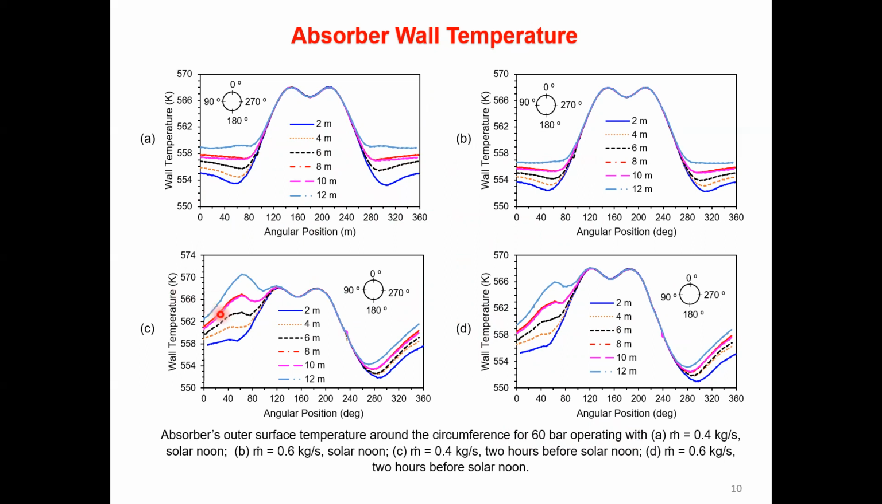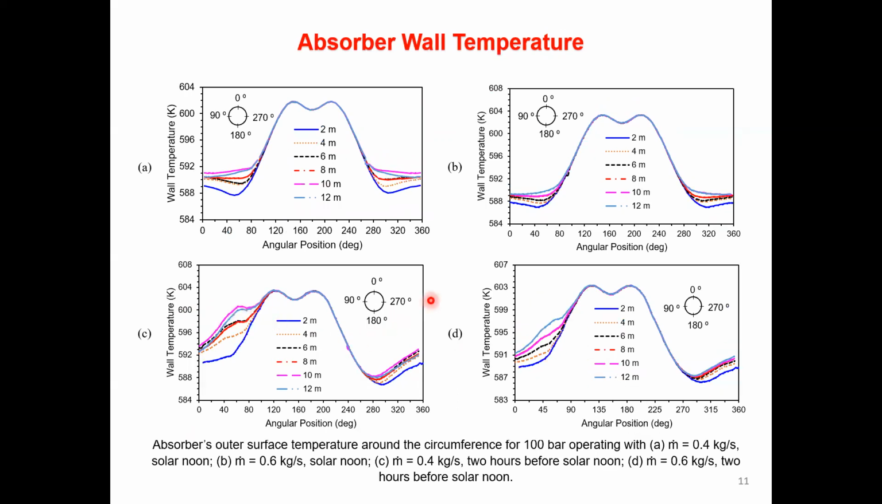In case of 2 hours before solar noon, the portion of the absorber wall in contact with the vapor phase receives high concentrated heat flux. Since the vapor phase has low heat transfer coefficient, hence the absorber surface temperature increases significantly. Similarly, this graph shows the temperature distribution around the absorber surface for operating pressure 100 bar. The absorber surface temperature varies between 586 Kelvin to 603 Kelvin.